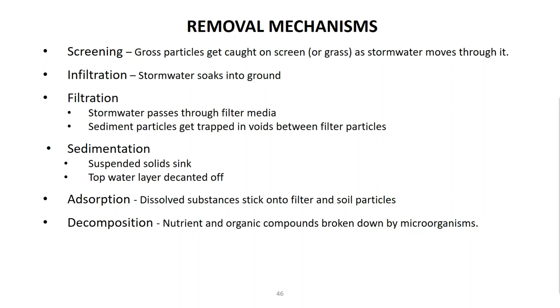Sedimentation occurs in bodies of water such as wetlands or ponds. This is where the solids suspended in the water tend to sink to the bottom. The water at the top of the water column is therefore clean and is decanted and discharged to the water body, leaving the solids on the bottom of the pond or wetland. Decomposition is where microorganisms within the soil or on the surface of the vegetation cause organic compounds within the water to decompose into more stable elements that do not have as significant adverse effects on the water as the organic compounds that they are decomposed from.